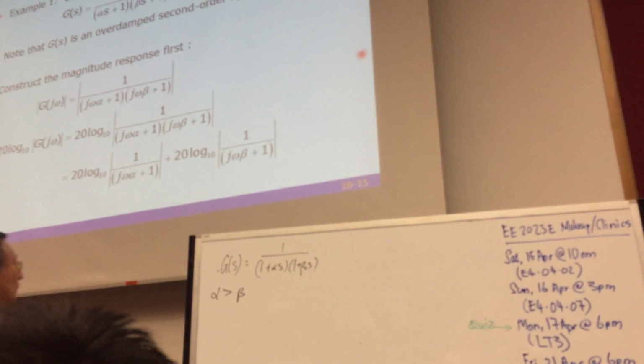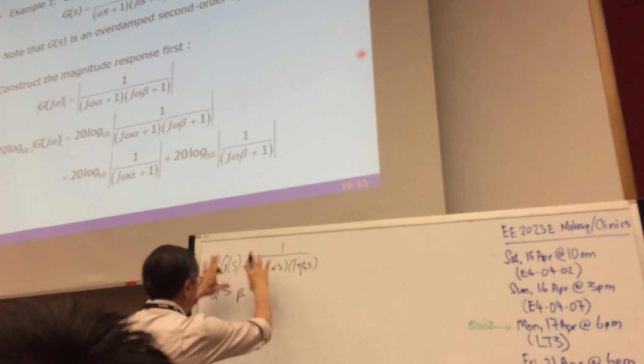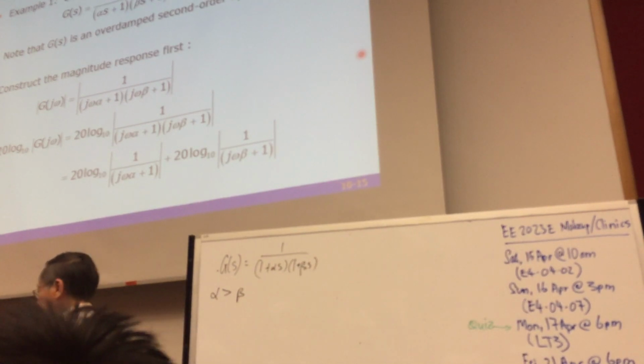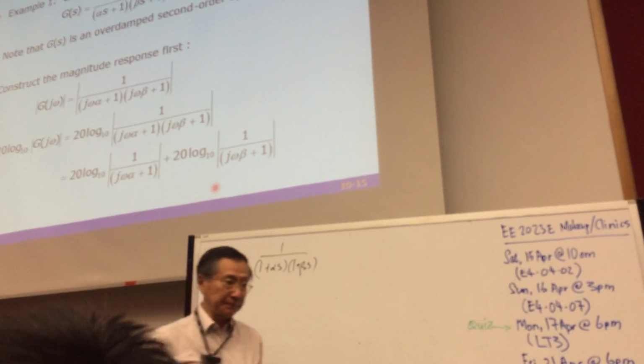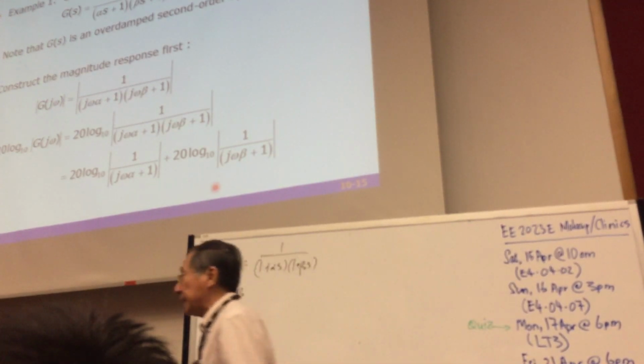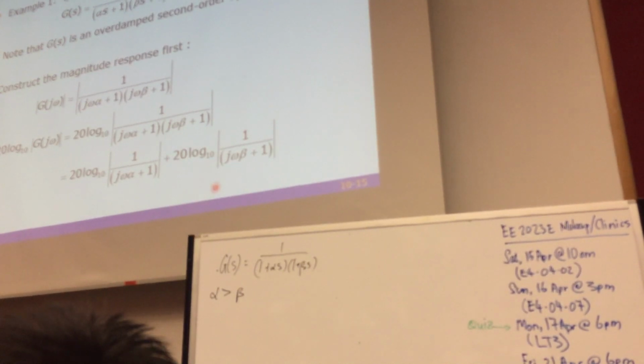Okay? So if I change this to j omega, you will have this term here. And then if I change it to dB, I have this term here. And then if I change it to this, break it up, I have these two terms to add. Now what does that mean? What it means is that in the Bode plot, you are superimposing one on top of the other.